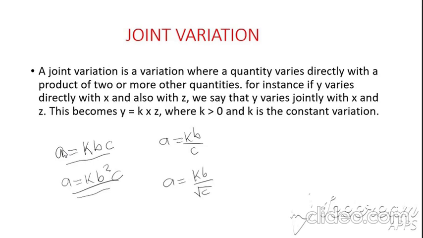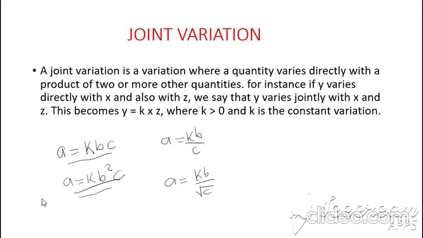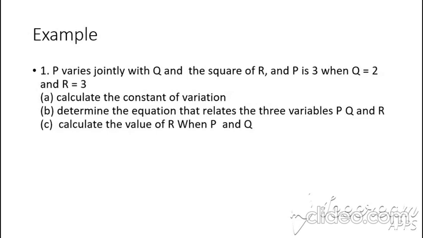Now let's do an example so that you can understand what I'm explaining. Example 1. P varies jointly with Q and the square of R, and P is equal to 3 when Q is equal to 2 and R is equal to 3. Calculate the constant of variation. They want the constant of variation, which is K. So, solutions.